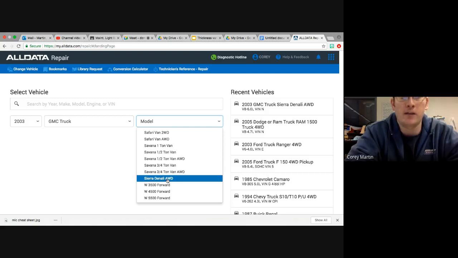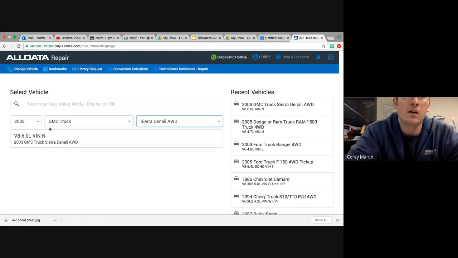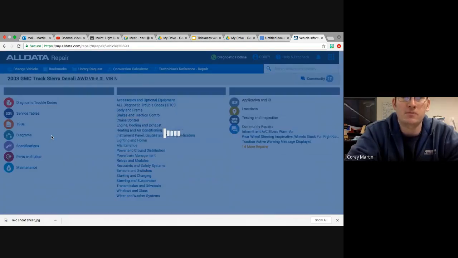There's a Yukon Denali, which is the SUV, and there's a Sierra Denali. They're the same vehicle with the exception of one's a pickup and one's an SUV. They're both all-wheel drive. They both use the same engine. They both use the same brakes. Okay, so we are going to select that option.